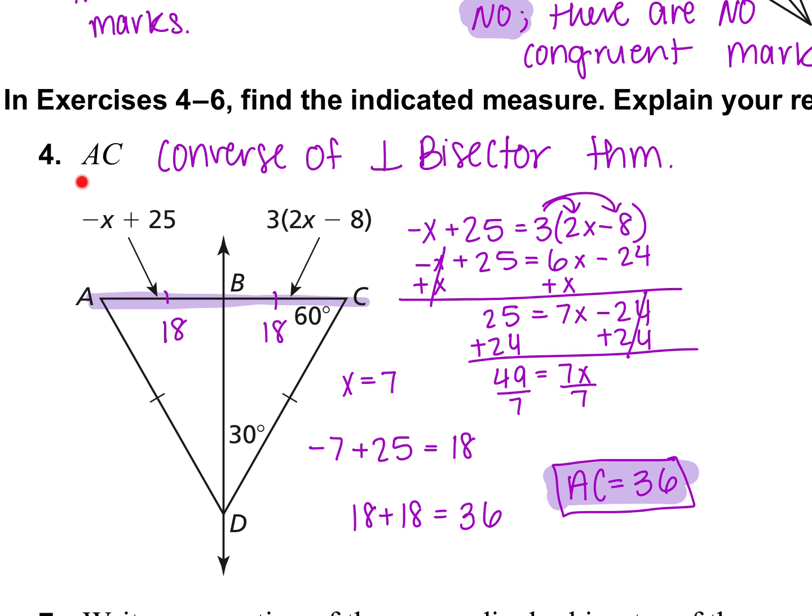Keep in mind they're not asking for x. They're asking for AC, which is the entire line. So you just take one of these measurements, which I took the first one. I solved it plugging in, and I got 18. So this segment is 18 as well as this segment, and if they're asking for the entire thing, add them together and you're going to get 36.